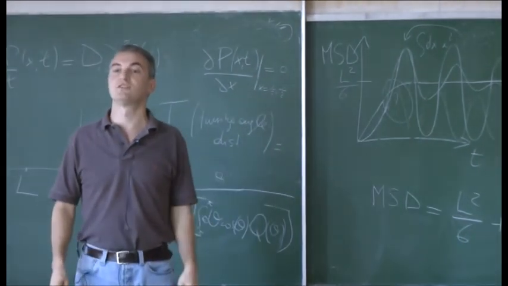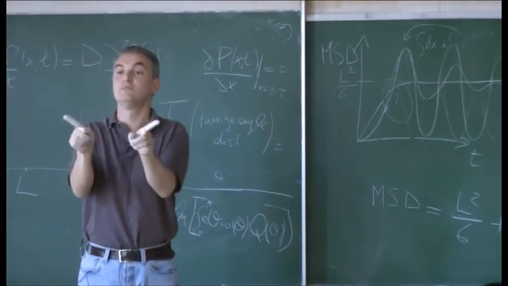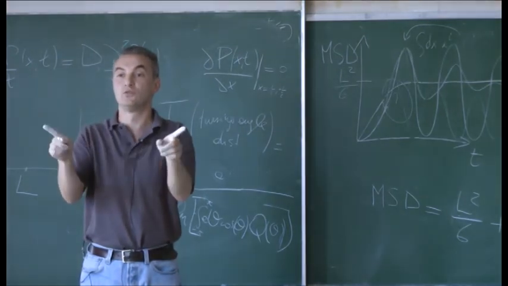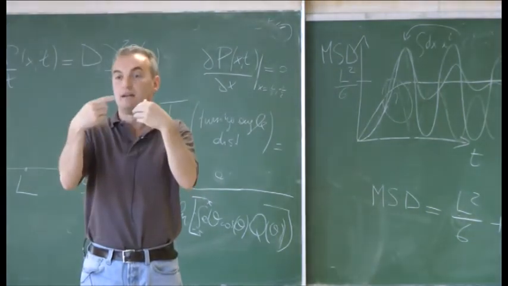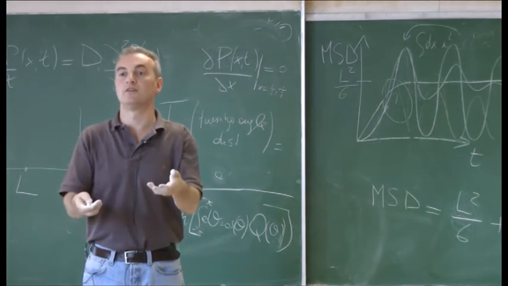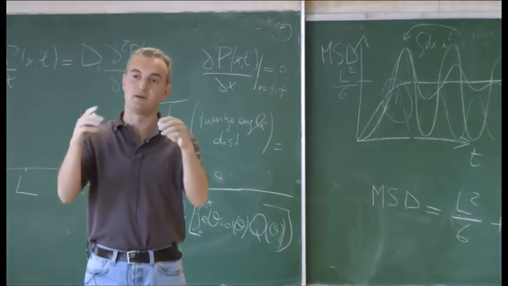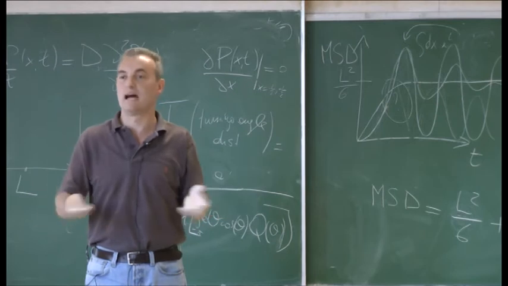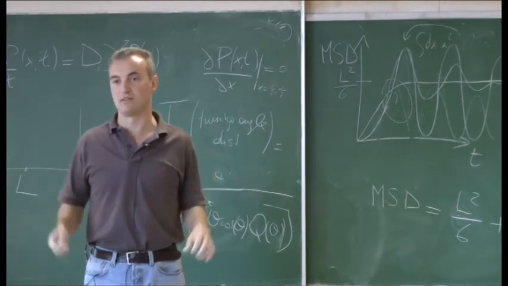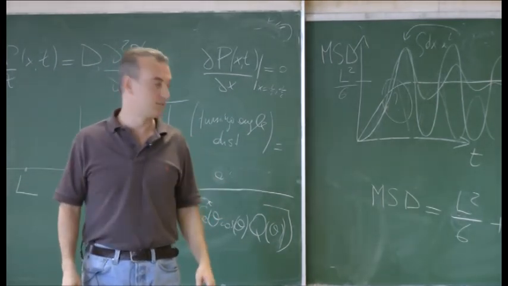No. Q of theta is the turning angle distribution. If the turning angle you choose is random, then you are in the case of the Brownian walk. So that's the case of the random walk. I mean, totally random walk.